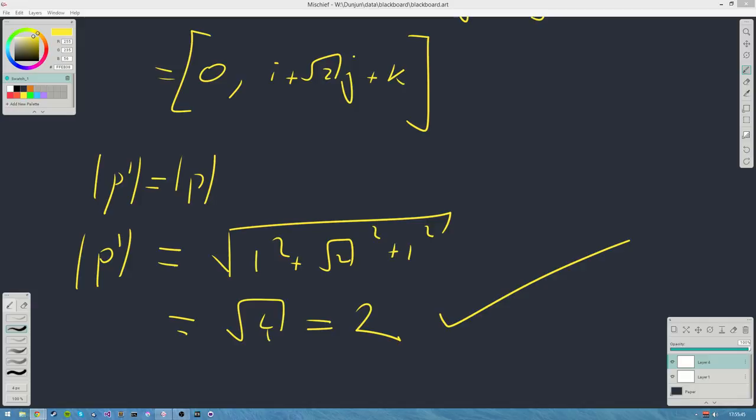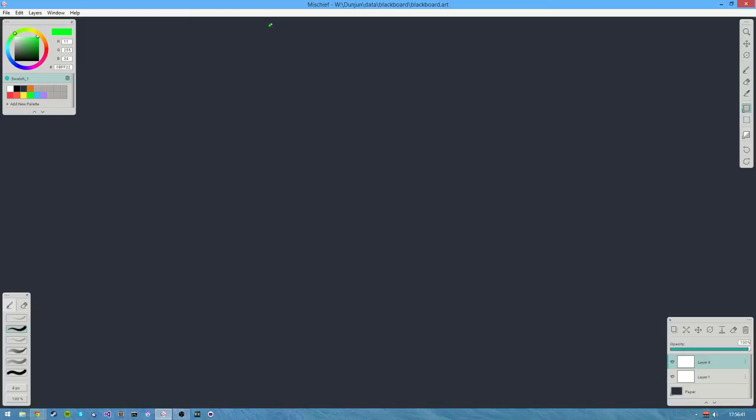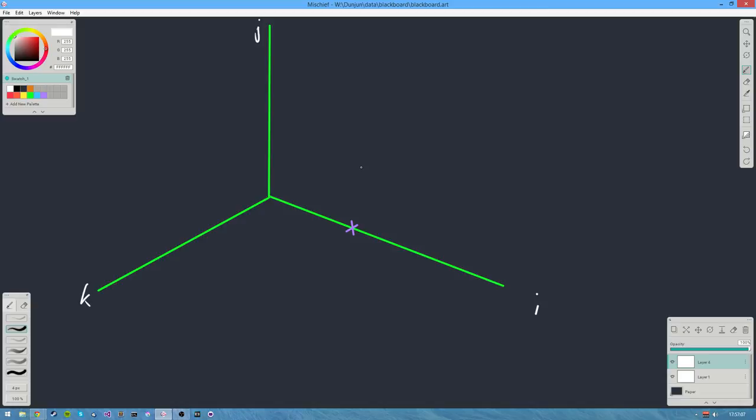So let's draw a diagram to visualize how this actually works. Let's go back to 2i. So where's P on this thing? P's on the i-axis. So that's i, that's j, and that's k. Now we wanted to rotate this by 90 degrees, didn't we? It was 45 degrees.